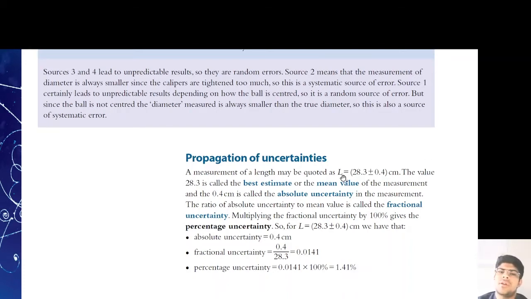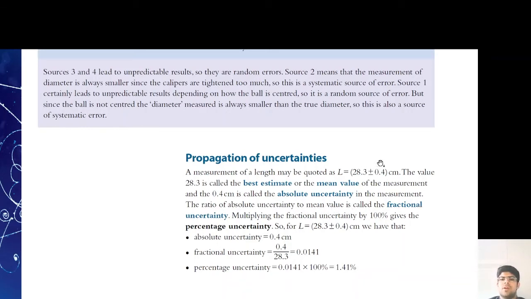If you want to learn this fast, see that the first value, 28.3, is the best estimate value, or the mean value of the measurement. The second one, 0.4, is the absolute uncertainty in the measurement. Just learn the simple concept. And now the ratio of the absolute uncertainty to the mean value is the fractional uncertainty.